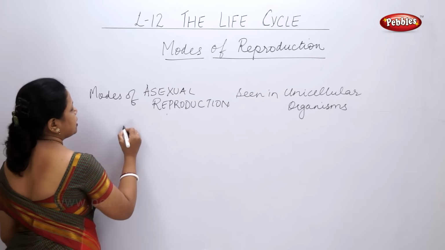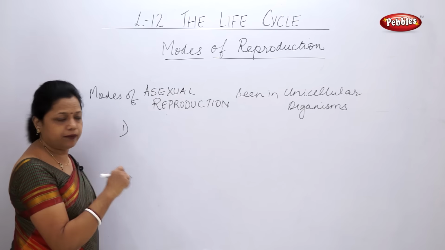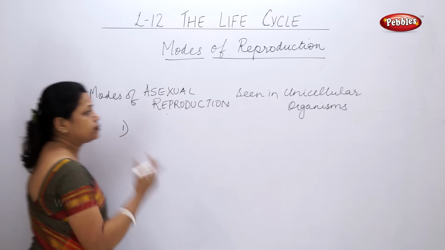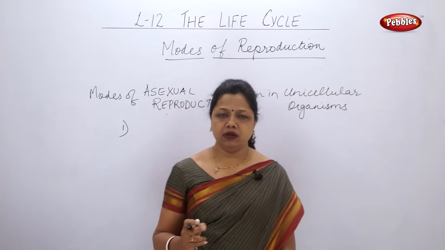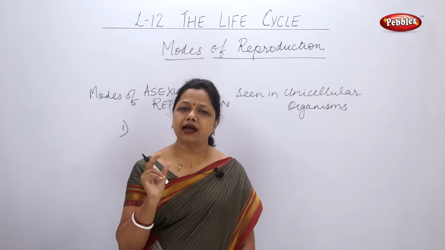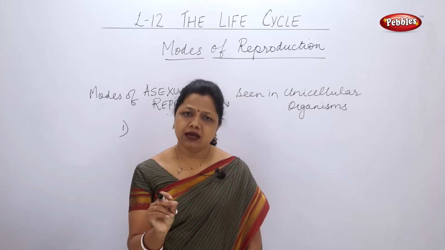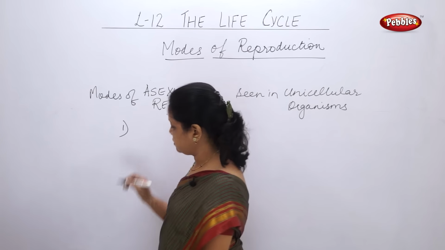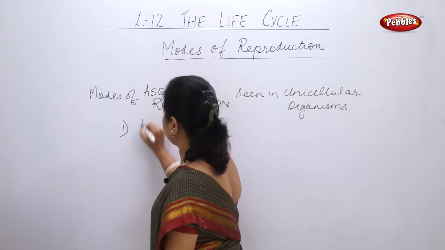Now we can say there are actually three major types of modes of asexual reproduction seen in unicellular organisms. First we are talking about unicellular organisms, that is, the whole organism has only one cell. So first is binary fission.